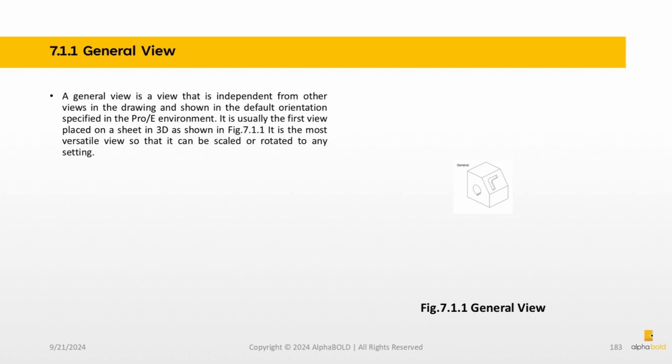A general view is a view that is independent from other views in the drawing and shown in the default orientation specified in the Pro/E environment. It is usually the first view placed on a sheet in 3D. It is the most versatile view, so it can be scaled or rotated to any setting.